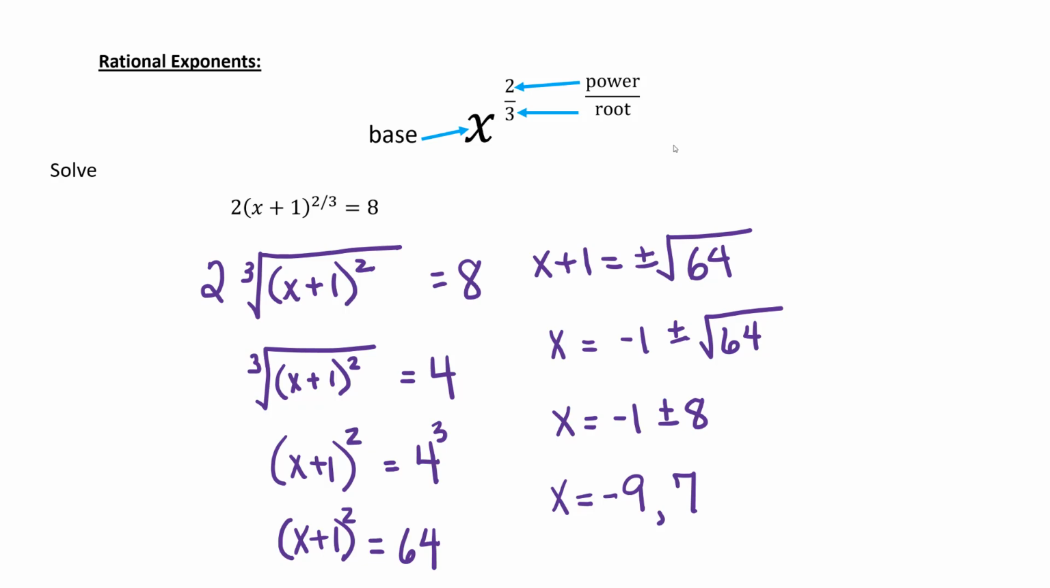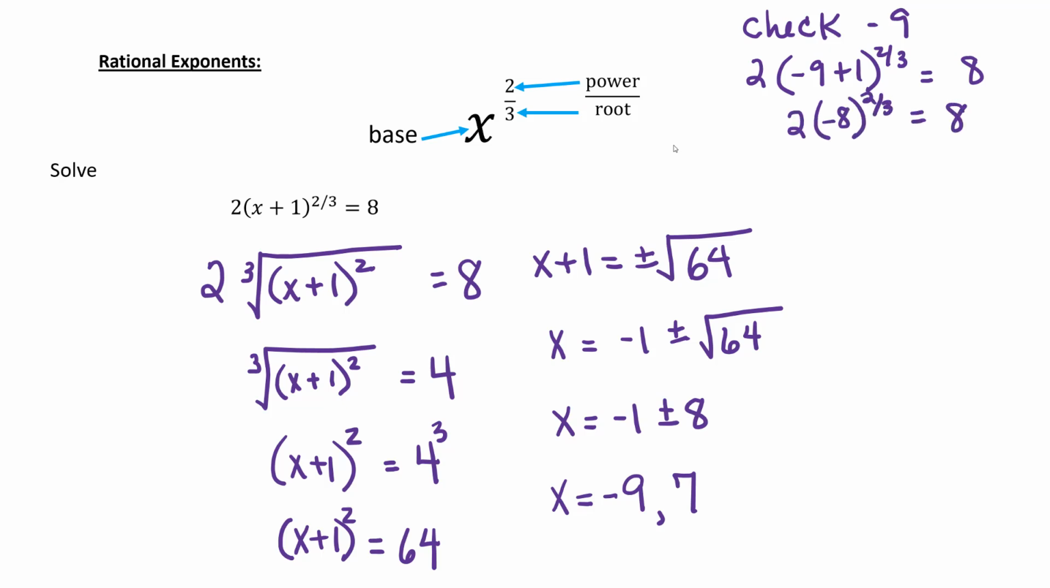We have to check both of those answers because we did cube both sides of the equation. And that might have added solutions that don't actually work in the original equation. So check negative 9, put it into the original equation. You'd have 2 times negative 9 plus 1 to the 2/3 equals 8.